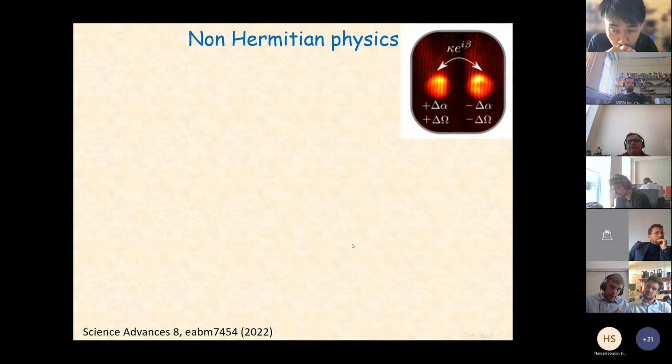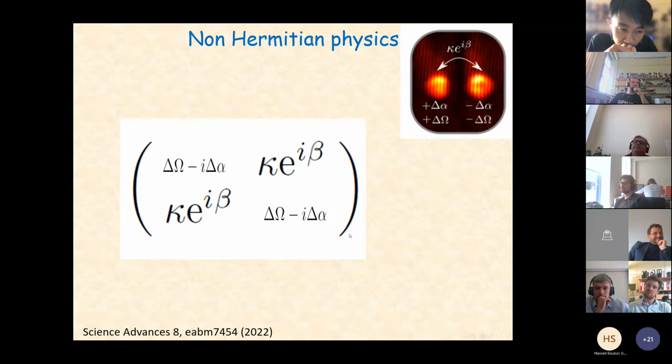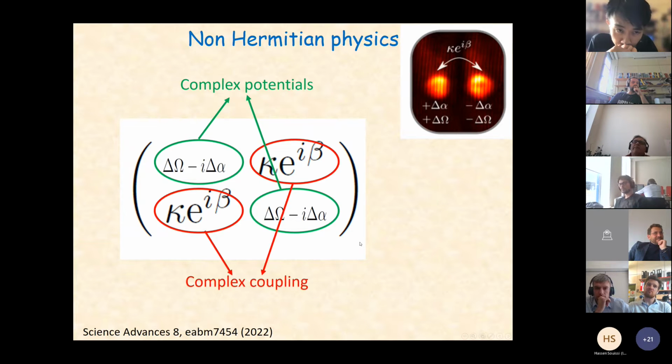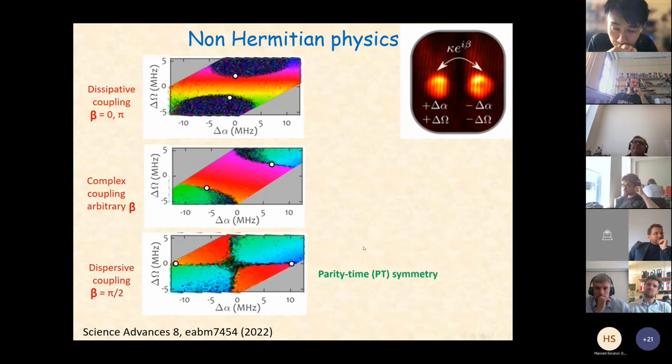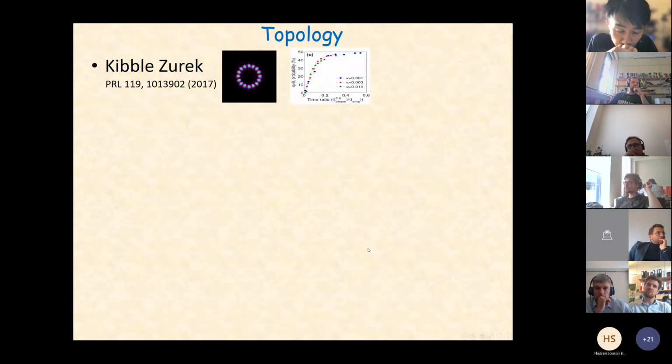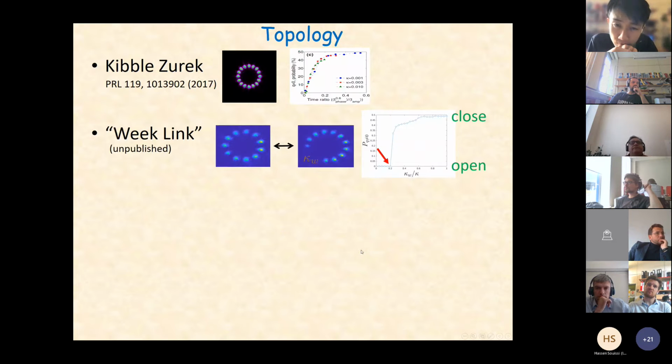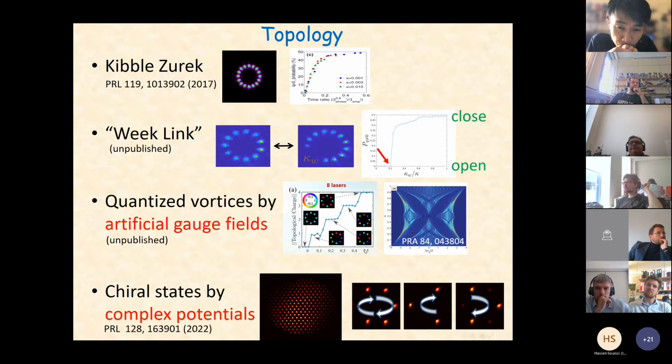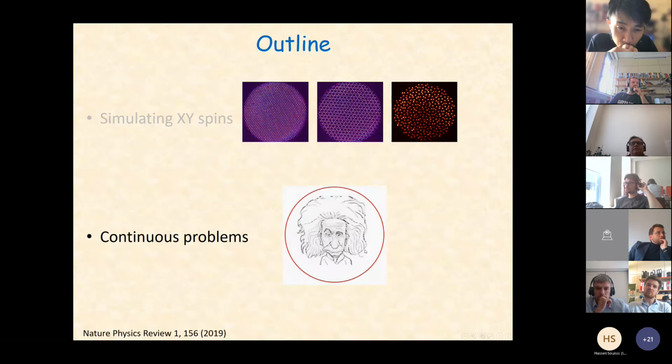I was going to tell you quite a lot about non-Hermitian physics, but I think I'm really going out of time, so I want to skip that part. If you come to Hydra next month, I promise to start with that. So I have to skip all that part. Sorry for that. I'm also going to skip topology, regretfully, which is another interesting picture.